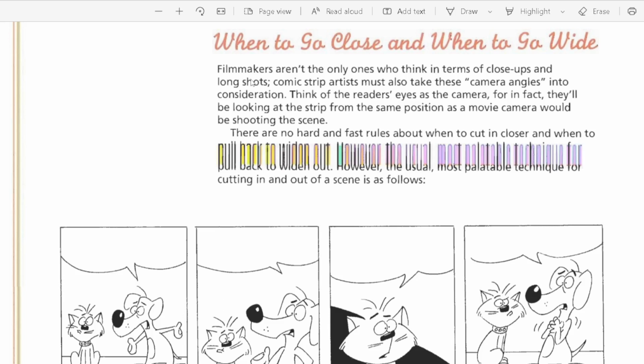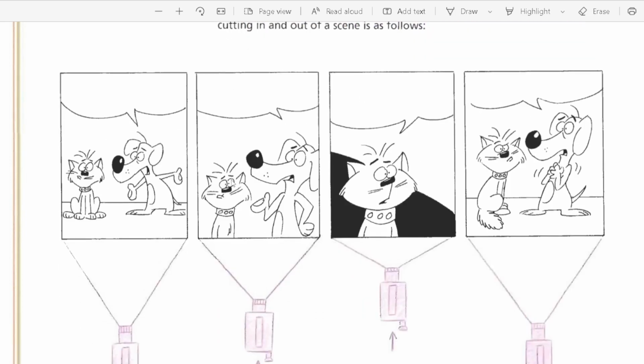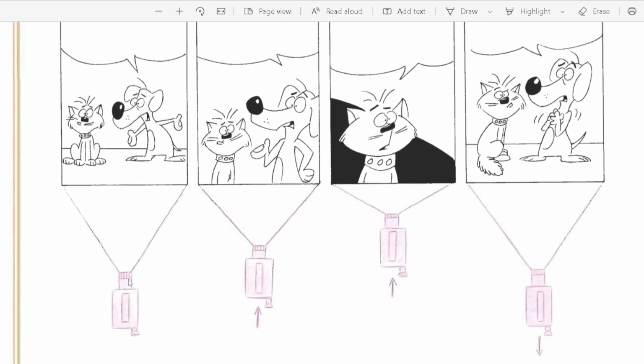Filmmakers are not the only ones who think in terms of close-ups and long shots. Comic strip artists must also take these camera angles into consideration. Think of the reader's eye as the camera, since they will be looking at the strip from the same position a movie camera would be shooting the scene. There are no hard and fast rules about when to cut closer and when to pull back wide. However, the usual, most palatable technique of cutting in and out of the scene is as follows.